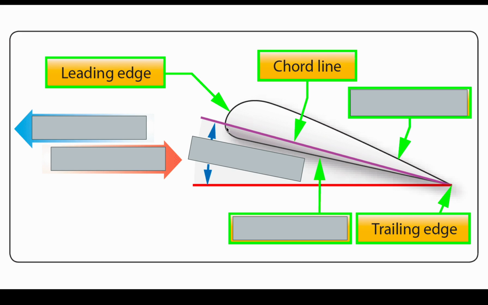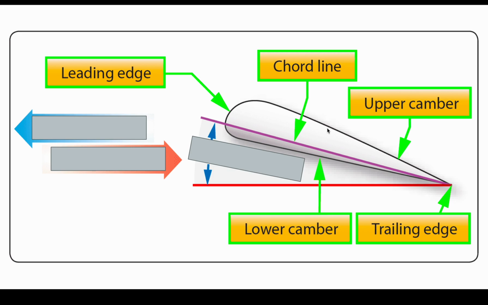Then we have what's called the chord line. The chord line is the imaginary line from the leading edge to the trailing edge. So even though this purple line, we can see it, if you looked at an actual wing, they don't usually paint that on the wing. The type of curvature the upper wing has is called the upper camber. Upper camber. And that means that this down here is the lower camber.